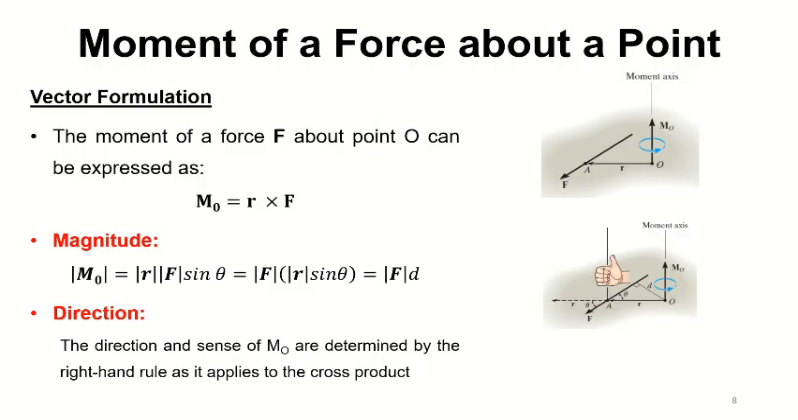So now we are going to use the vector formulation method to find the moment of a force about a point, right? We have discussed the scalar formulation method, and now we are going to discuss the vector formulation method to find the moment of a force about point O. Say F and O are on the same plane. So the moment of force F about point O, or actually about the moment axis passing through O and perpendicular to the plane containing the point O and force F, can be expressed using the vector cross product like this.